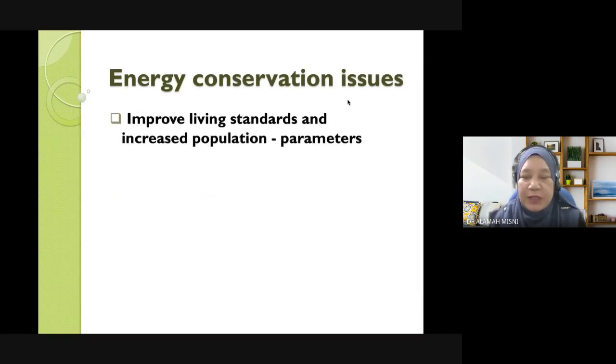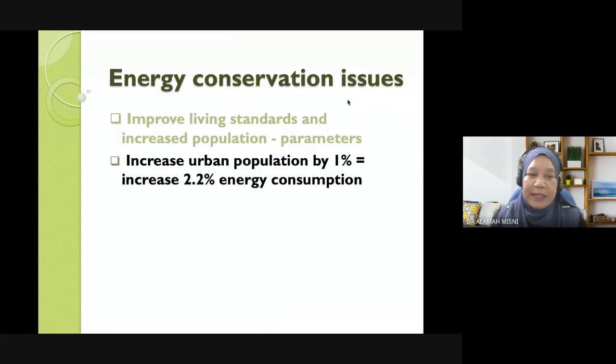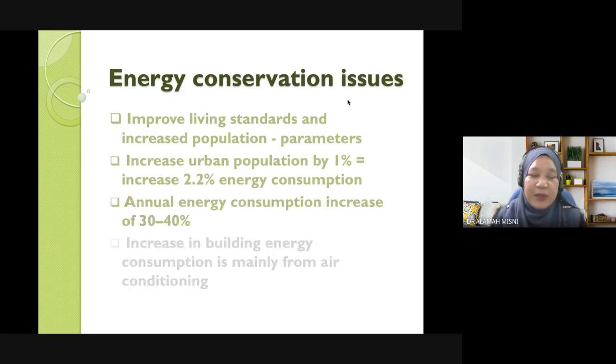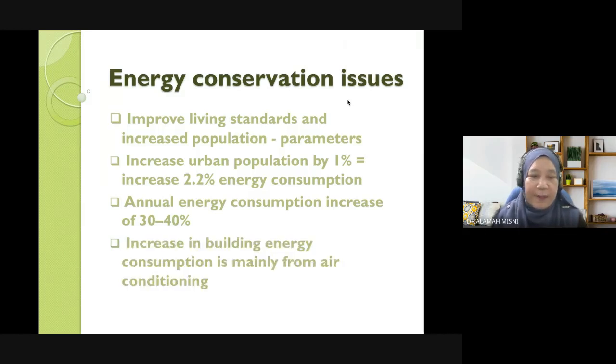My key issue number two is the energy conservation issue. Improved living standards and increased population are parameters that may contribute to the dramatic increase of building energy consumption worldwide. An increase of urban population by 1% may increase energy consumption by 2.2%, referring to Santamouris 2001. The annual energy consumption is predicted to increase by 30 to 40% a year. In tropical countries, the increase in building energy consumption is mainly for air conditioning use. Air conditioning is only meant to achieve thermal comfort during the hot season, but unfortunately it consumes a high amount of energy and uses ambient air as a heat sink. Next.